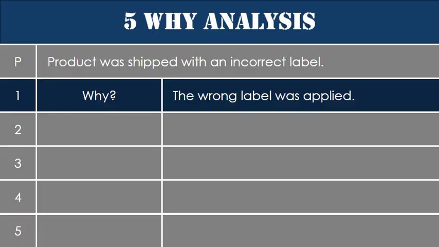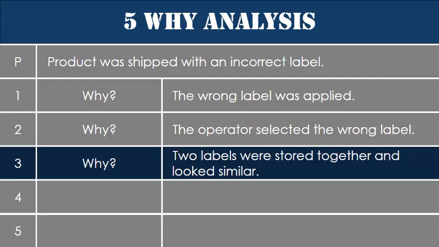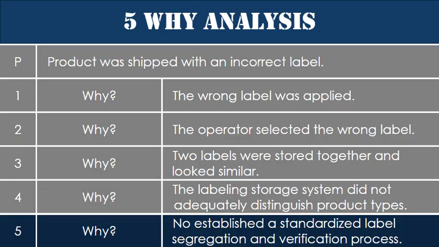Why? The wrong label was applied. Why? The operator selected the wrong label. Why? Two labels were stored together and looked similar. Why? The labeling storage system did not adequately distinguish allergens and product types. And why? The facility had not established a standardized label segregation and verification process. The potential root cause of this issue is an inadequate label control and segregation process.